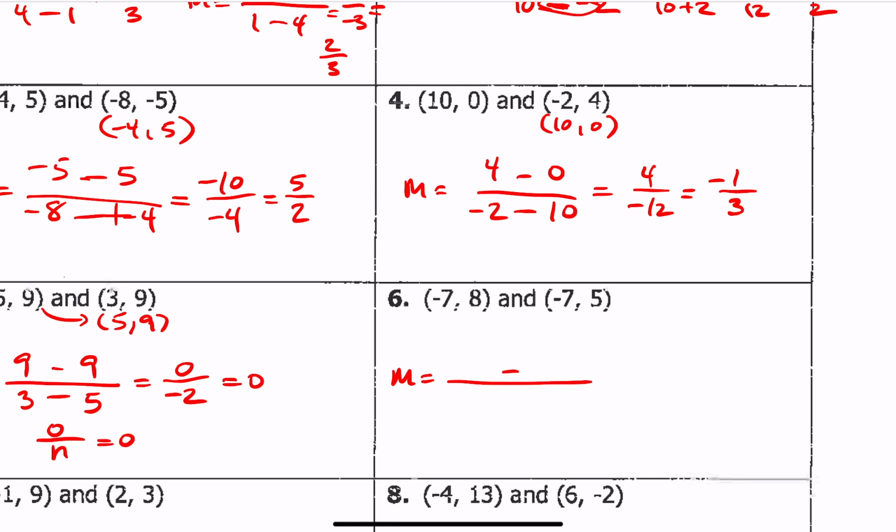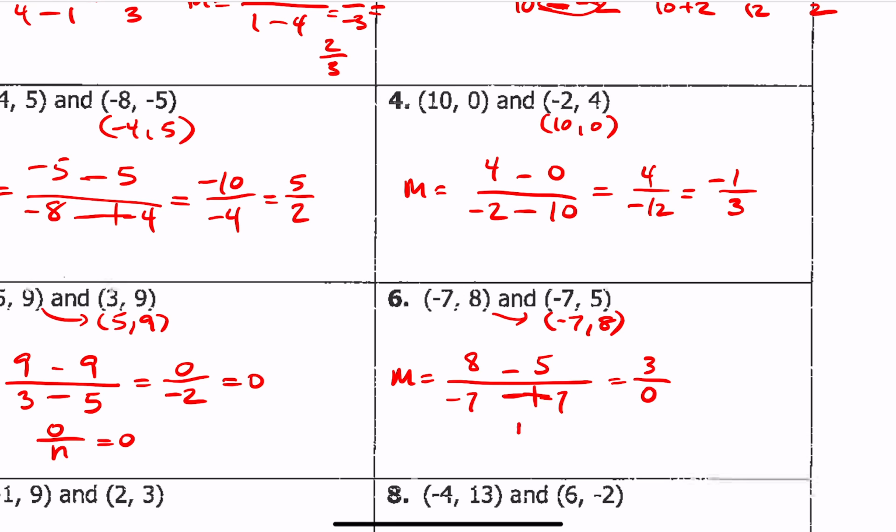I'm going to set it up. I'm going to stack this point under the first point. And when I subtract my y's, I get 8 minus 5. I'm going to go in this direction. I'm going to start with the 8. And on the bottom, I've got -7 minus -7. Notice those were two -7s, and I have a negative in the middle. This is going to become addition. And then on the top, I get 8 minus 5 is 3. On the bottom, -7 and +7 is 0.